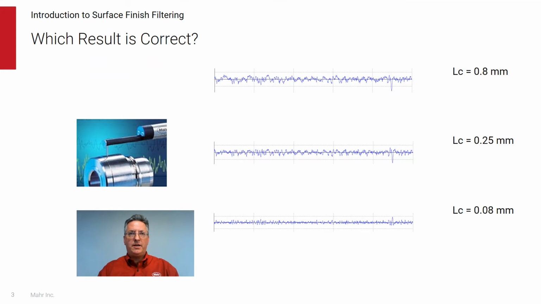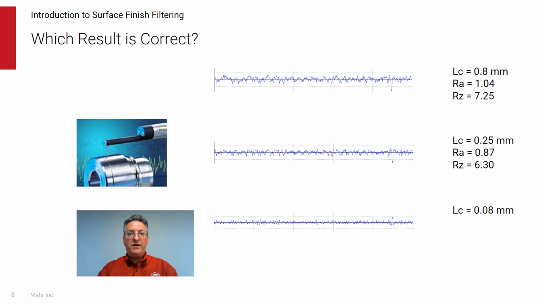Here's another example showing how evaluation of a roughness profile is affected by the cutoff selection. In the first evaluation at the top, the trace is filtered with a cutoff of 0.8 millimeters. Then the parameters RA and RZ are evaluated. In the second evaluation, the same trace is filtered with a cutoff of 0.25 millimeters. Notice the difference between the RA and RZ of the previous evaluation.